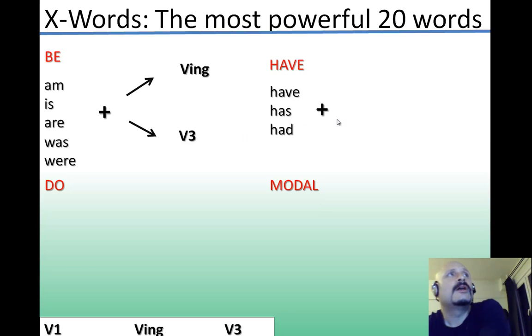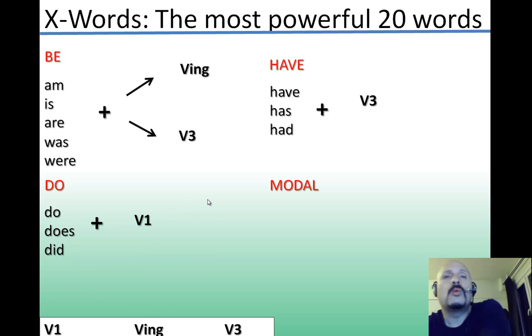Have, has, had, from the have family, only goes with 1 verb form, verb 3. This is 100% of the time. If you have, has, had in a sentence, and there is another verb, that verb 100% will be verb 3.